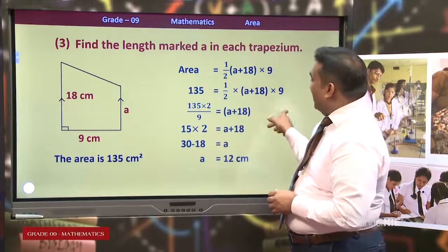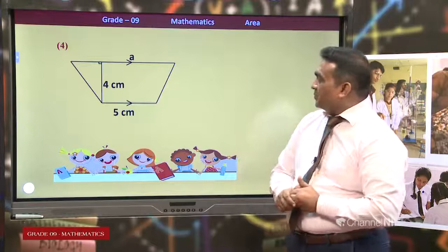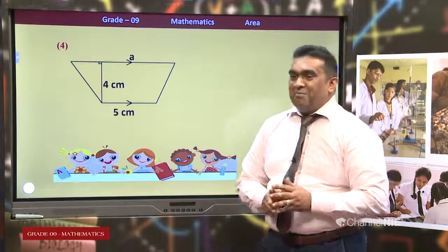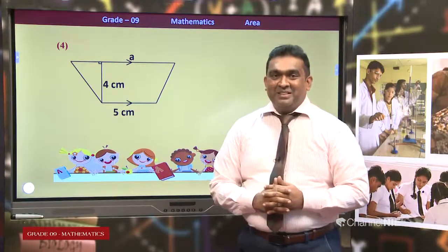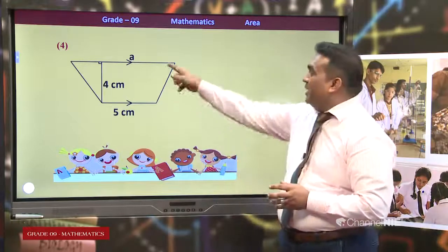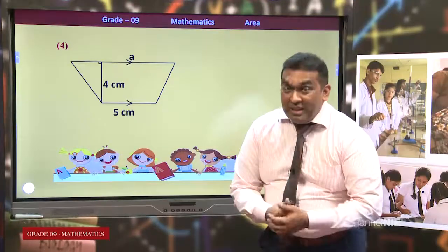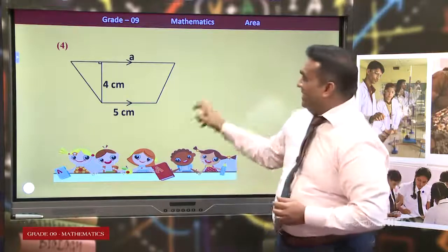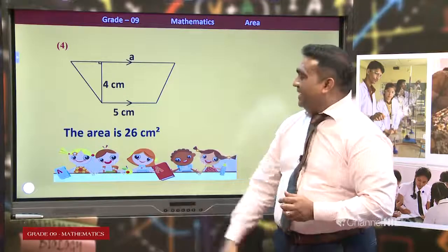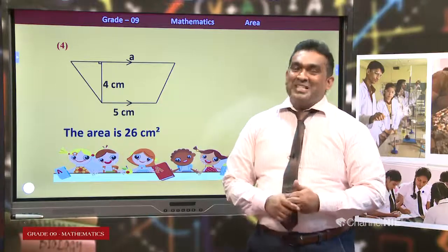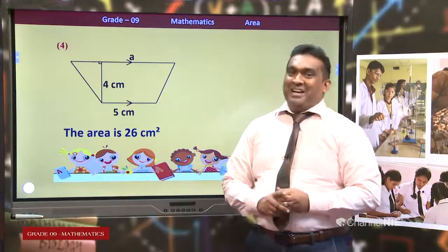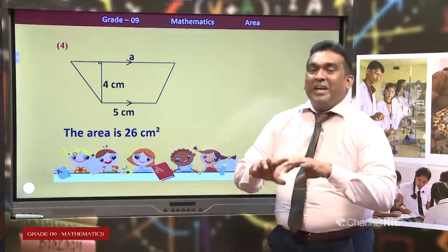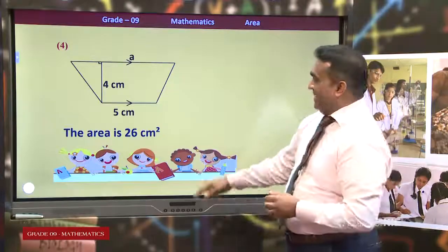Now we will see the next one. There is a missing one. But you want to find out the value of a. You don't have the area. What to do? You have to find it out. Okay, I will give it to you. Area is 26 square centimeter. Now you have the area. Then you can form the formula.